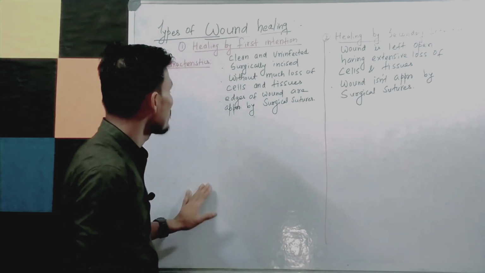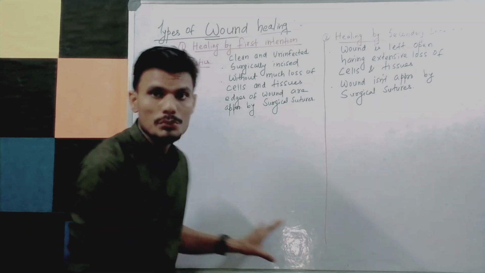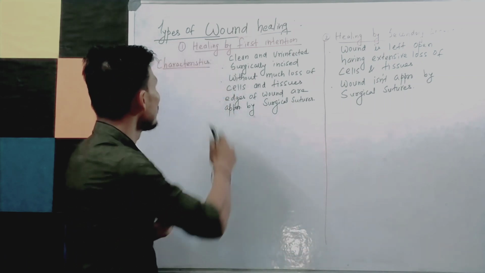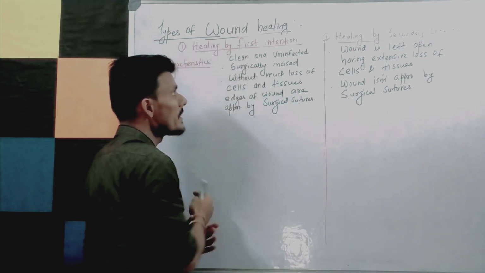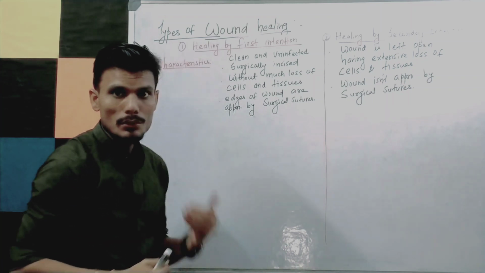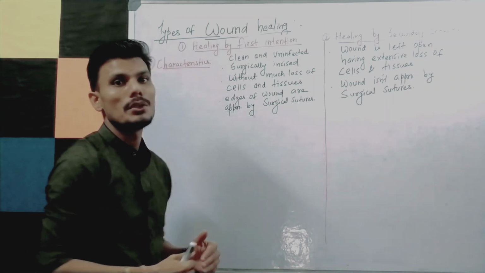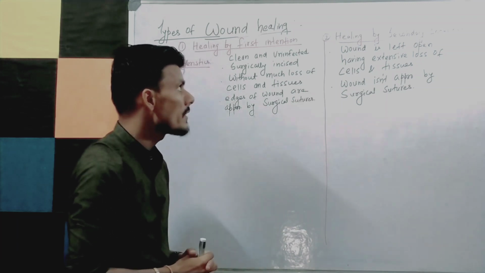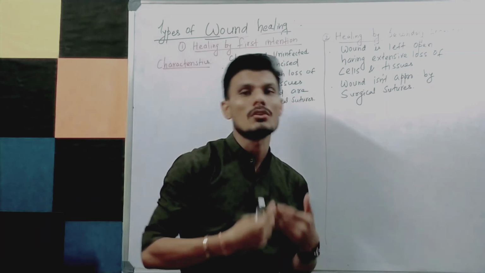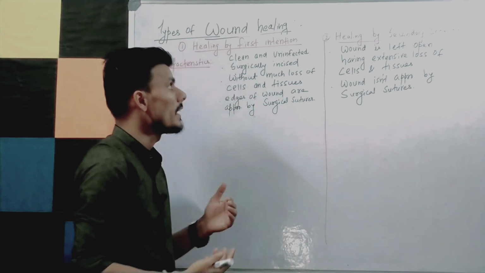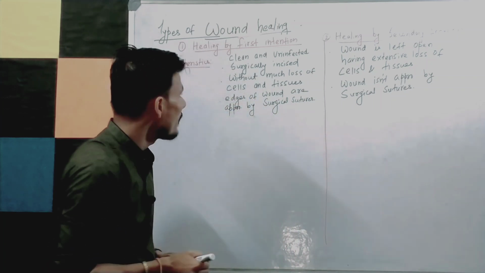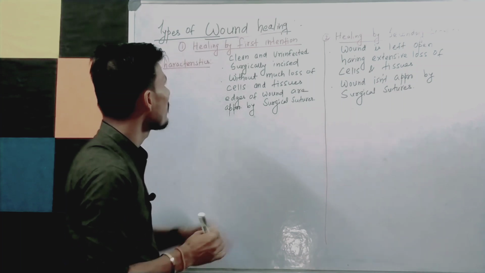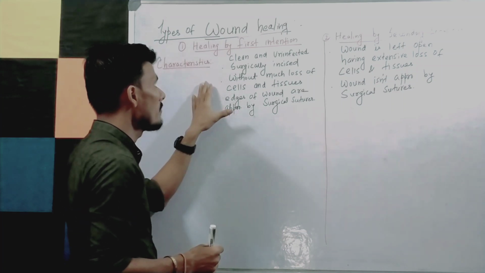In this video I'll be discussing the types of wound healing. Broadly speaking, there are two types of wound healing. One is healing by first intention, also called primary wound healing or primary union. All those are similar terms. The other is healing by secondary intention, also called secondary wound healing or healing by secondary union.